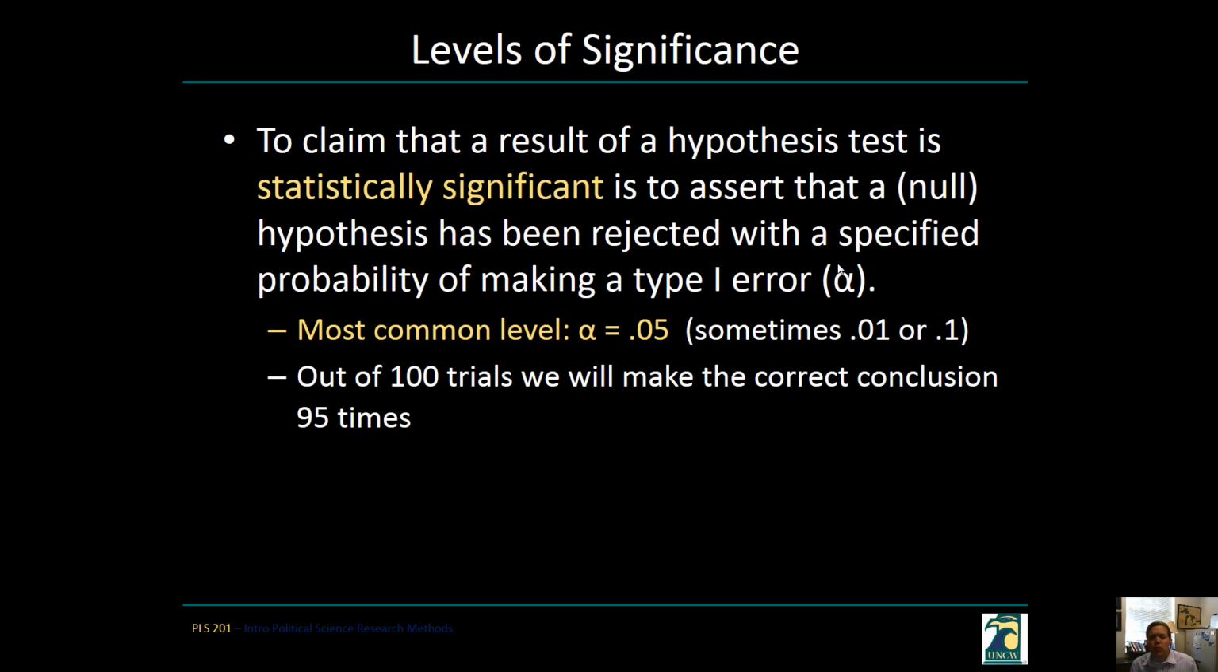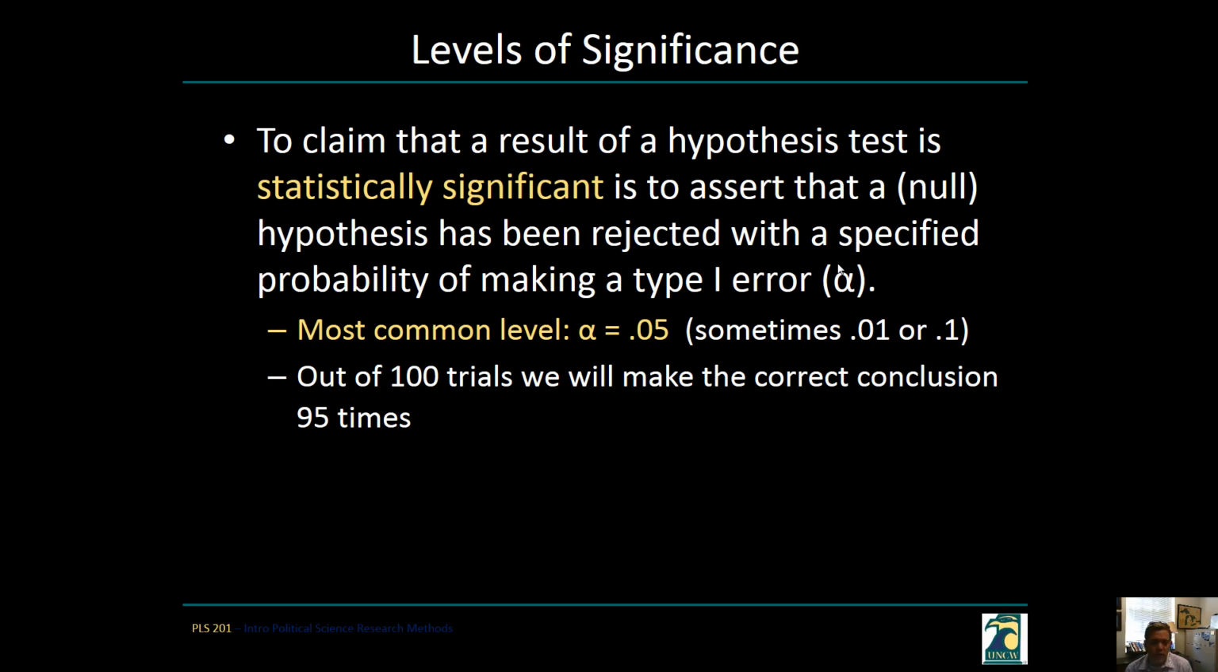So when we talk about statistically significant, when we talk about levels of significance, what we're saying is that the result of a hypothesis test is statistically significant, meaning that a null hypothesis has been rejected with a specific probability of making a type 1 error. Most of the time, in political science anyways, when we think of our willingness to make a mistake, we're willing to be wrong 5% of the time. Other times we'll report that we're wrong 1% of the time or 10% of the time.